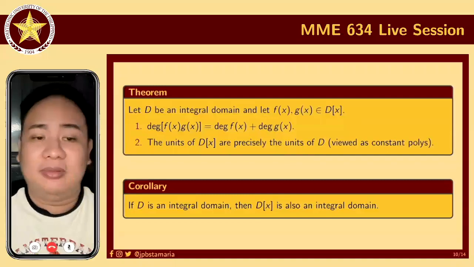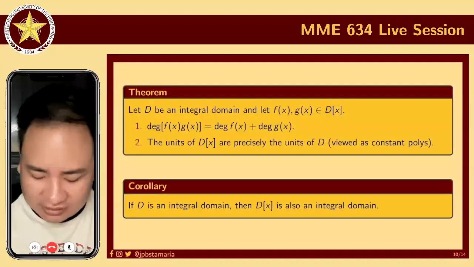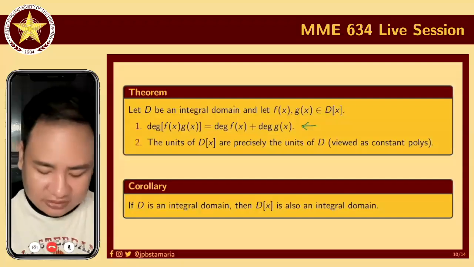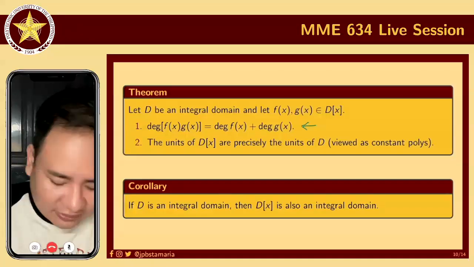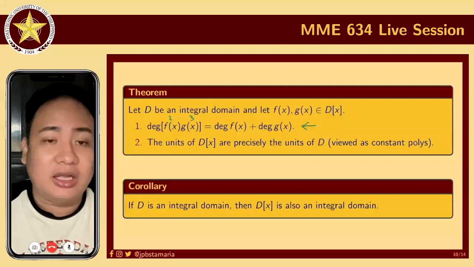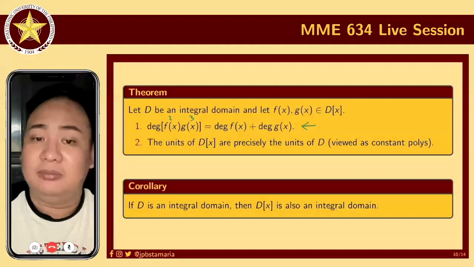Kaya, in fact, dahil din yun sa number 1. Halimbawa, si f of x degree, hindi siya 0 eh. So, non-negative ang degree. Let's say, degree 2. Ito, degree 3. So, yung sum, yung product ay degree 5. So, never siyang zero polynomial. Did you understand? Tandaan nyo na.